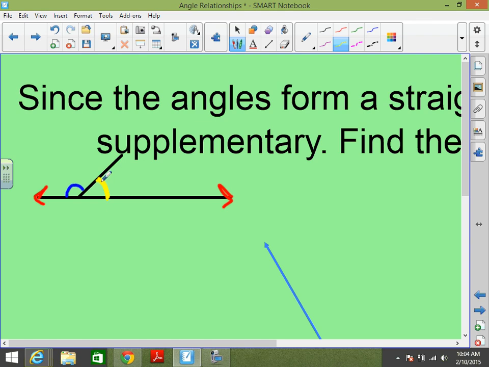Why? It's a straight angle. This all together adds up to 180. So if I add up those 2 angles I just made, they better add up to 180. So if I tell you this angle right here is 50, no, that needs to be bigger than that. Let's say this one's 80 degrees. How much is this angle right here? 100. Because these 2 together must add up to 180.